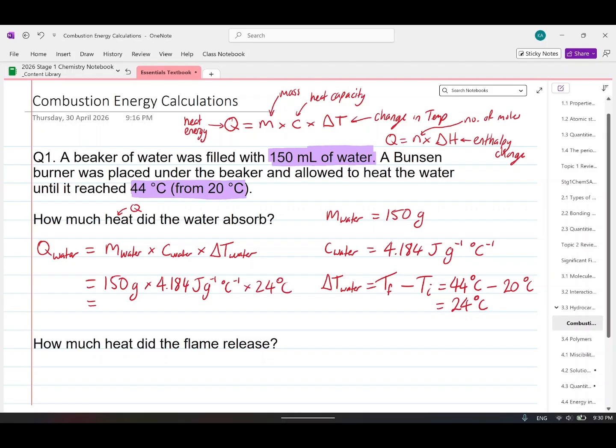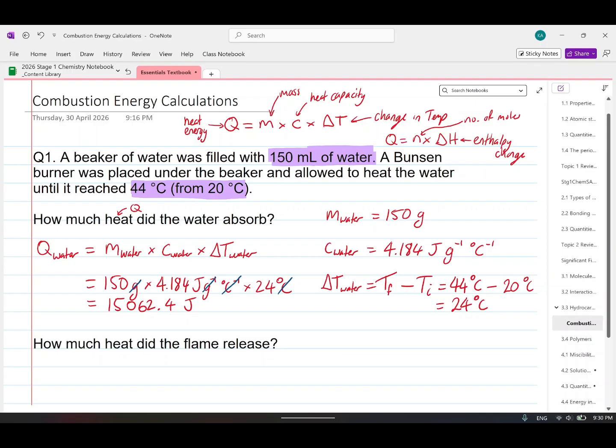I cannot do this myself. 150 times 4.184 times 24 is equal to 15062.4. Now the units, you can hopefully remember that the units of energy is joules, but just to be sure, let's just cross some of them out to make sure. So we have grams here for mass, we have per gram here, so those will cancel out. We have per degree Celsius and degree Celsius, those will cancel out, leaving behind joules.